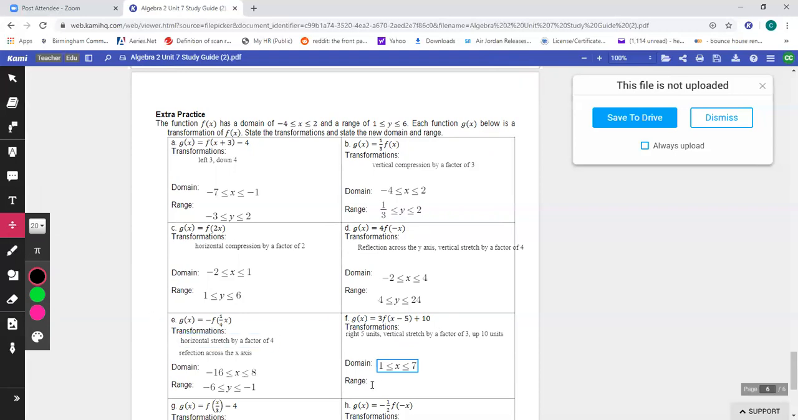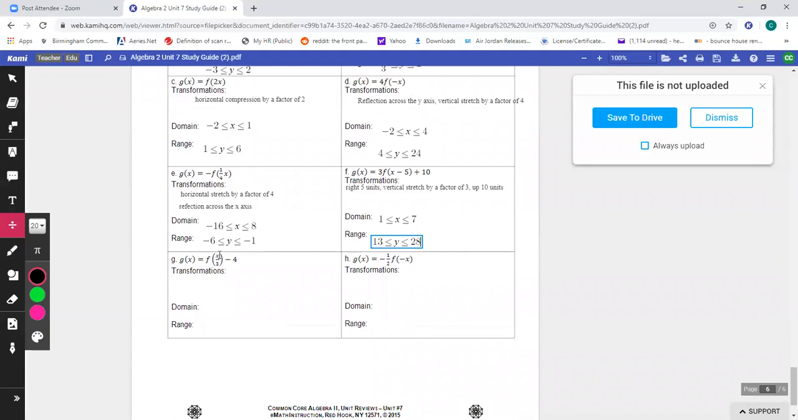My range, if I'm doing a vertical stretch by 3 and then up 10. Okay, so let's think about this. So if my original range starts at 1, if I do a vertical stretch by 3, 1 times 3 is 3, and then I go up 10, so now I'm at 13. And then now, if my original range ends at 6, I stretch it by 3, that's 18, and I go up 10, it's going to be 28. So that's my new range.